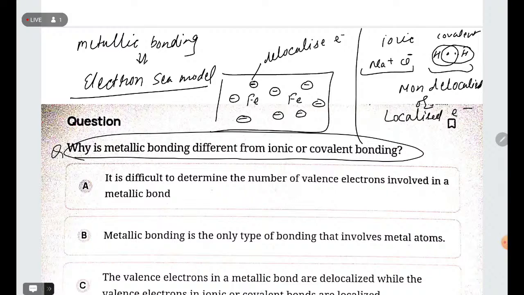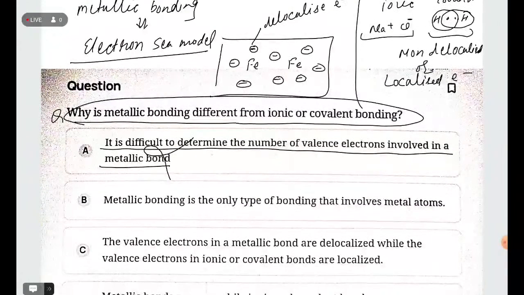So let us read out the slides. What is mentioned in the slides, friend? It is difficult to determine the number of valence electrons involved in the metallic bond. This is not correct, student. Next one: metallic bonding is the only type of bonding that involves metal atoms. That is also not the difference.